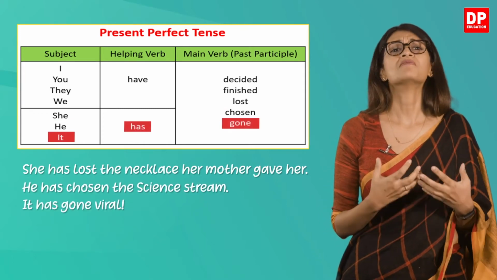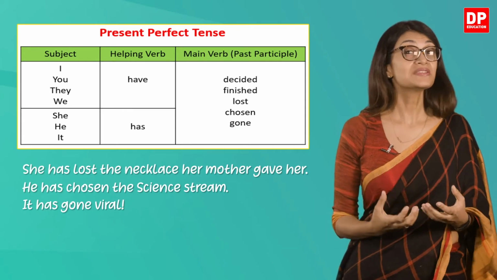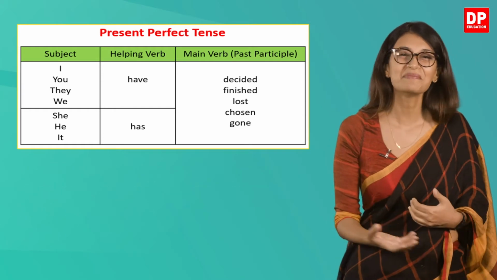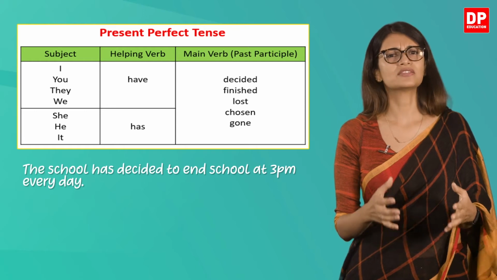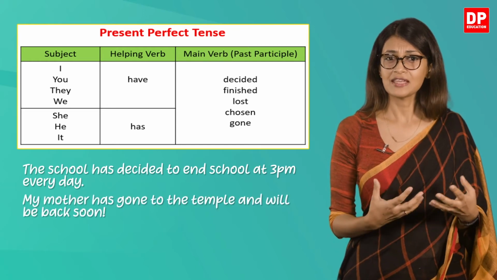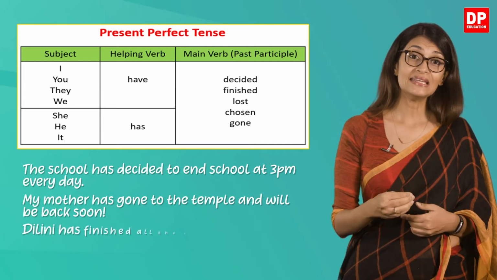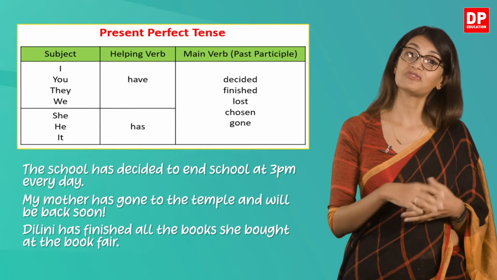It has gone viral. Instead of using he, she, it, you can also use proper nouns or names of people, places or things. For example, I can say, the school has decided to end school at 3 p.m. every day. My mother has gone to the temple and will be back soon. Dilini has finished all the books she bought at the book fair.